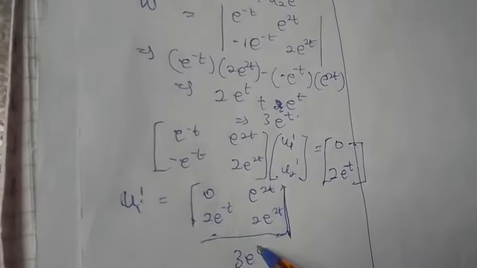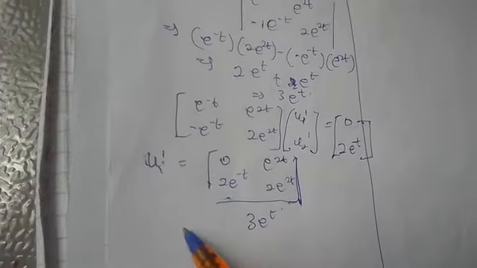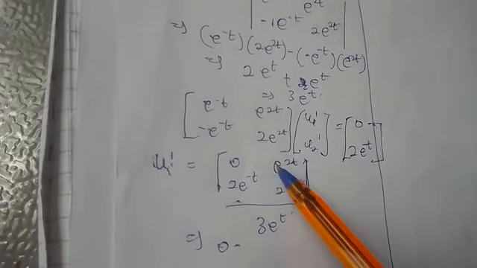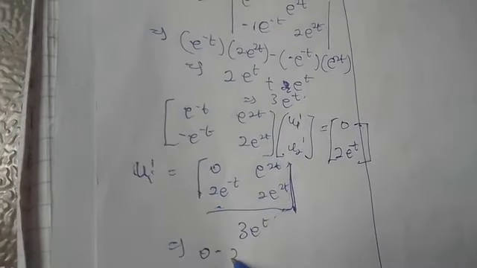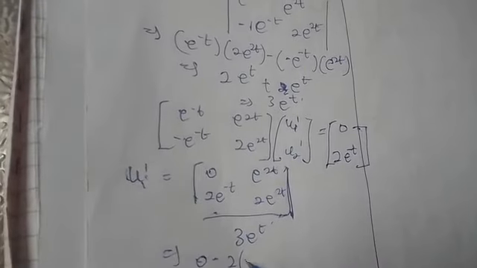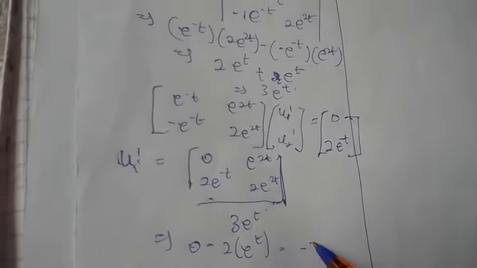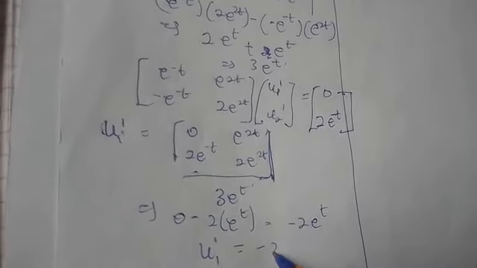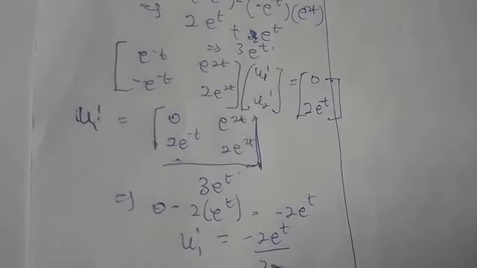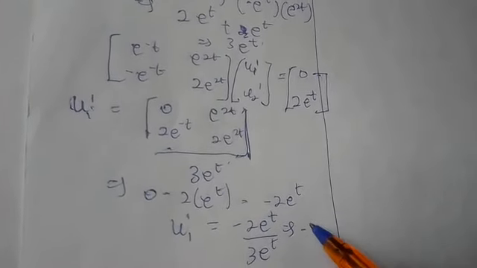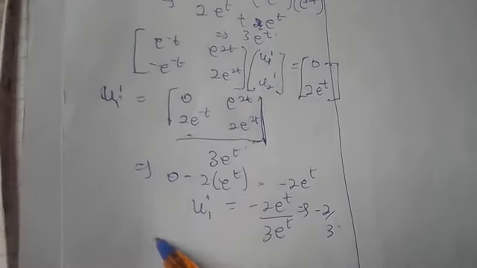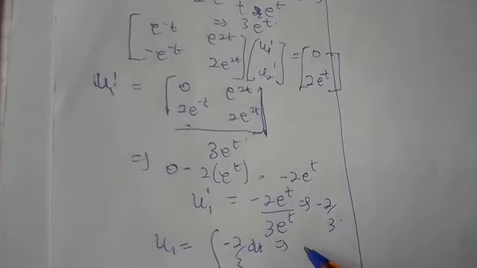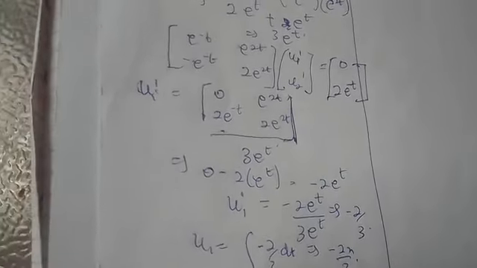which is 3 e to the power t. So what do I get for this? I'm going to get this times this, which is 0, minus the expression this times this. When you multiply this, you get 2, and the powers add, so you get positive t, which is the same as negative 2 e to the power t. Therefore, my u prime 1 will be equal to negative 2 e to the power t over 3 e to the power t, which is the same as negative 2 over 3. Therefore, my u1 will simply be the integral of negative 2 over 3 dt, which is negative 2t over 3, and that is my u1.